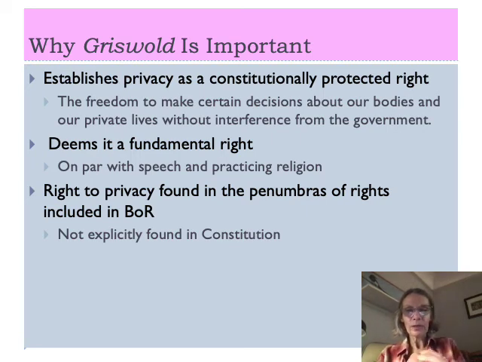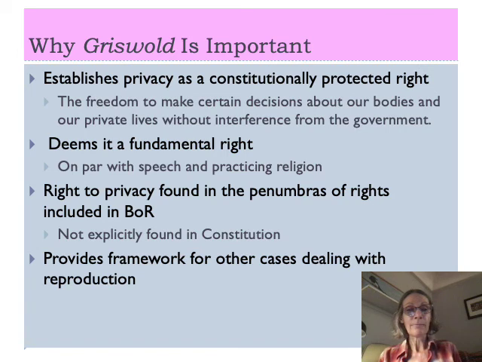That is, when you take all of these amendments and you put them together, a shadow is formed, and that shadow is where we find the right to privacy. And so it's important because it establishes that there is a privacy right in the Constitution and that it's constitutionally protected: the freedom to make certain decisions about our bodies and our private lives without interference from government. It also says that it's a fundamental right, that the government has to have a really good reason for violating your right to privacy.